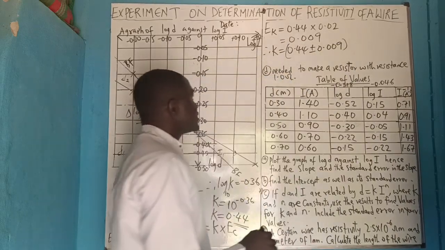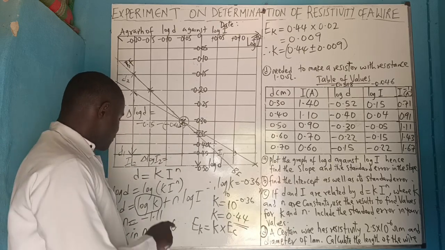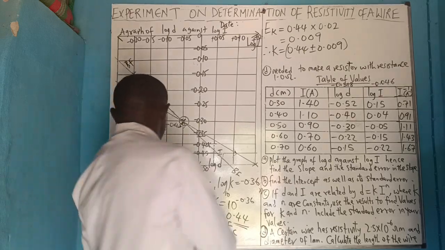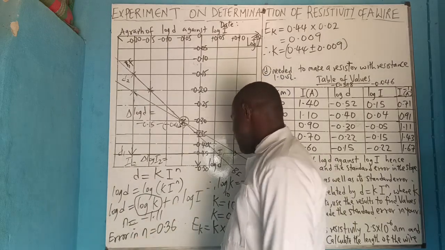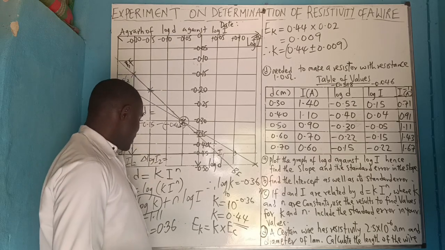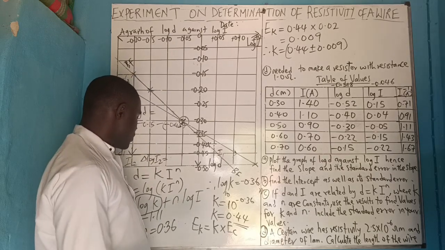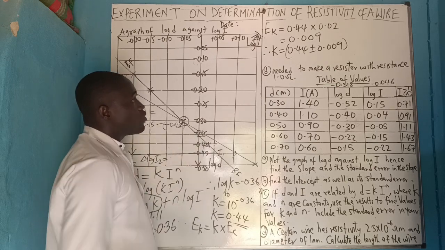Are you getting it? That is just it. Then we have gotten our n and the error in n. That one is self-explained. We have gotten our n and the error in n. Okay? That is by the way.